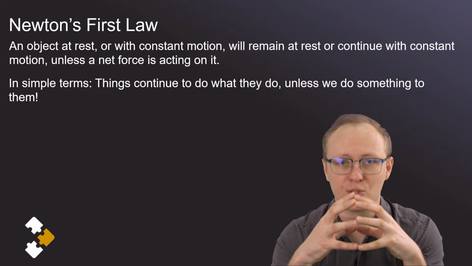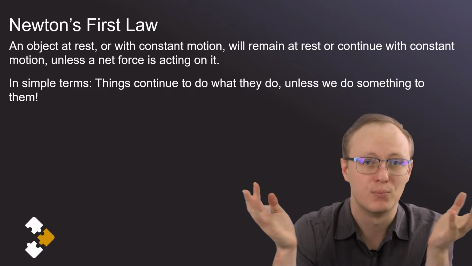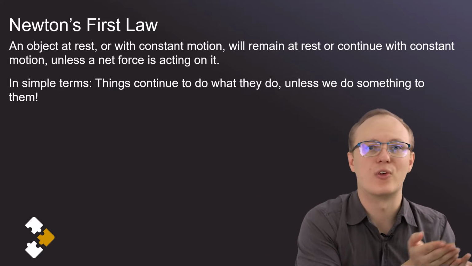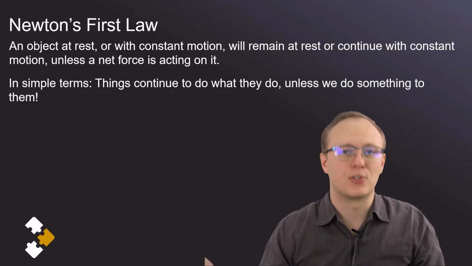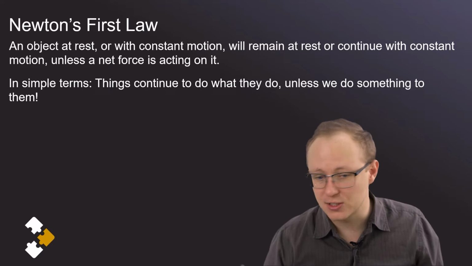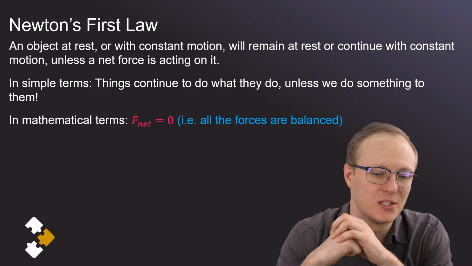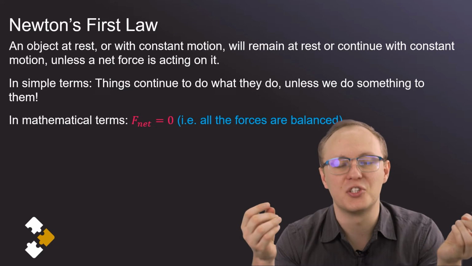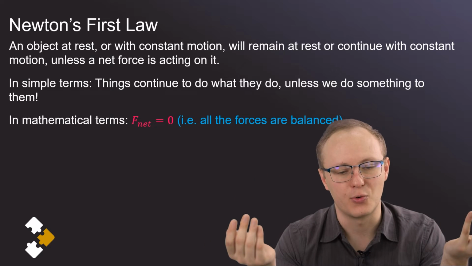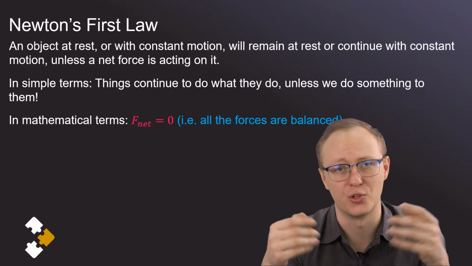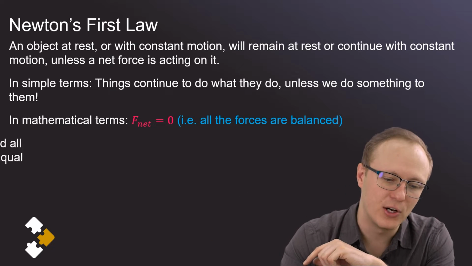So if something's not moving, it's just going to stay there until something pushes it so it moves. Or if something is moving, it's going to keep moving until something does something to stop it or to make it move faster, whatever it is. So in mathematical terms, Newton's first law basically just says F net equals 0, if something is at rest or if it's moving with constant motion, i.e. constant velocity, right?